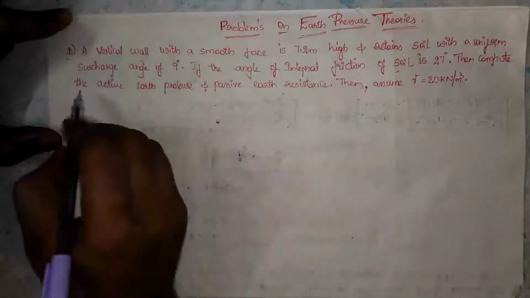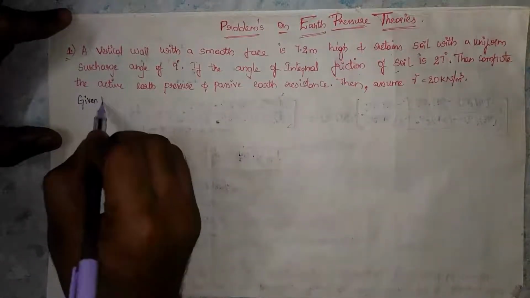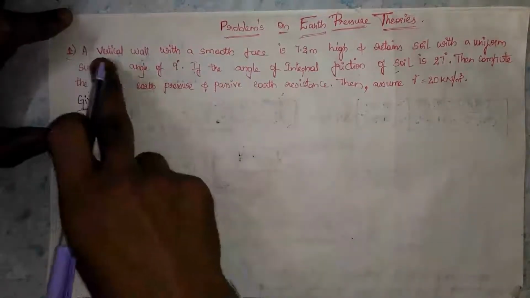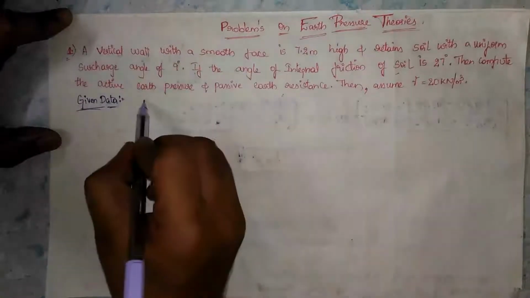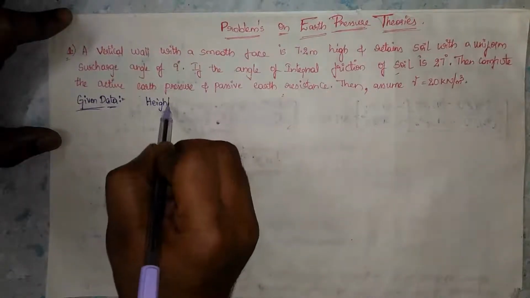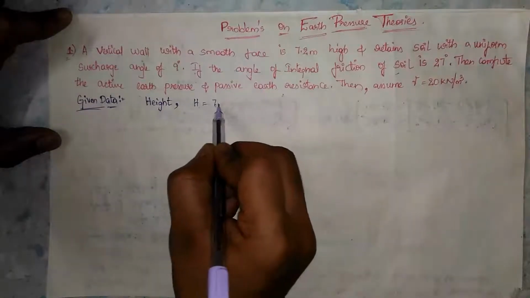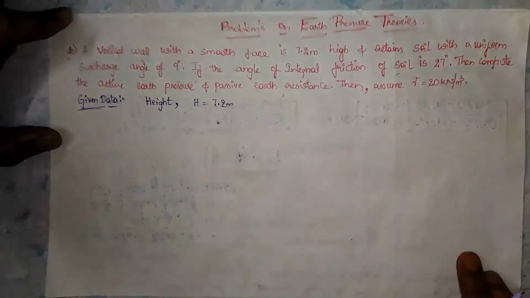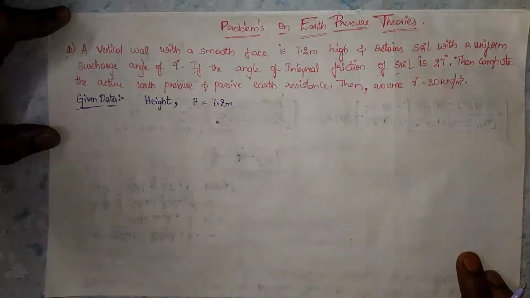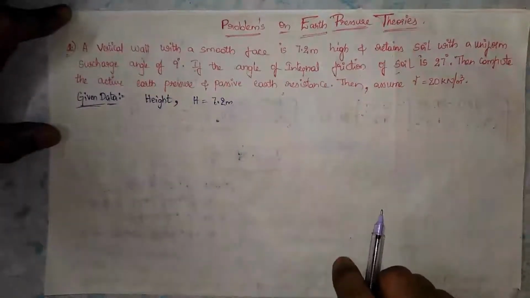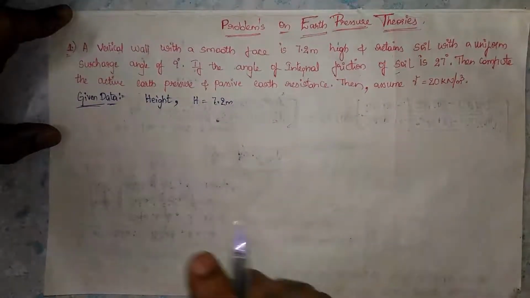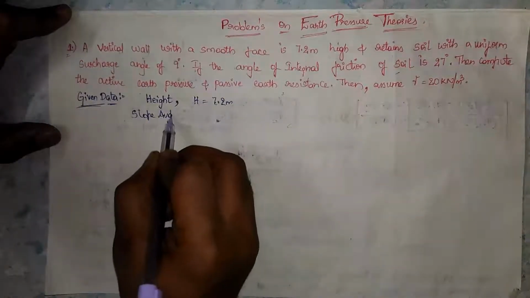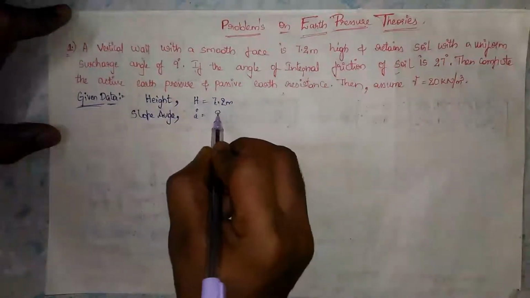First, the given data points. A vertical wall with a smooth face. The height of the vertical wall he has given: h equals 7.2 meters, and it retains a soil with a uniform surcharge angle. Uniform surcharge angle means nothing but a slope angle, the angle measured from the horizontal ground surface. Slope angle i equals 9 degrees.